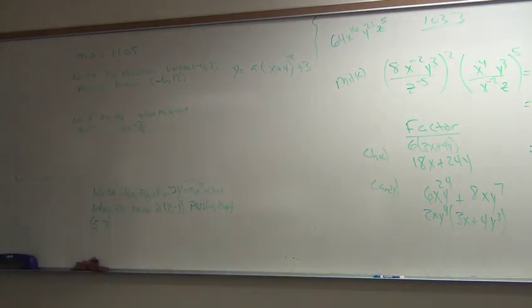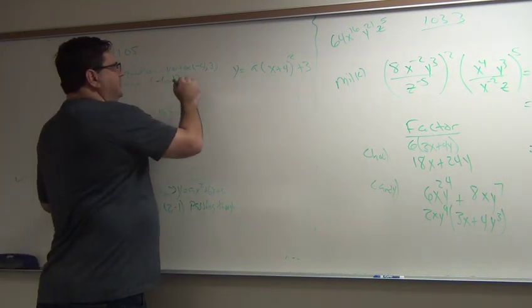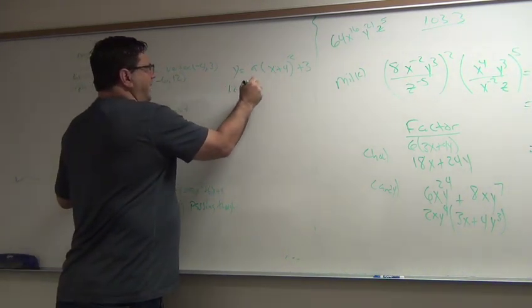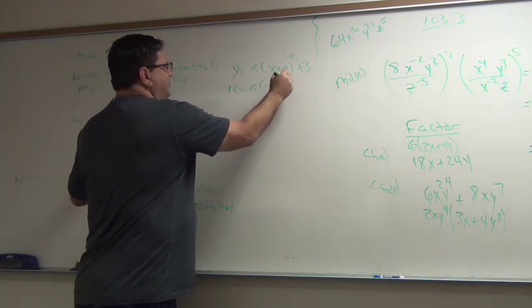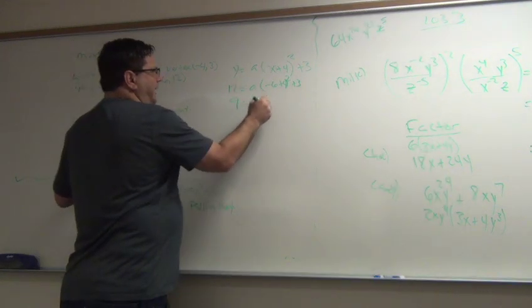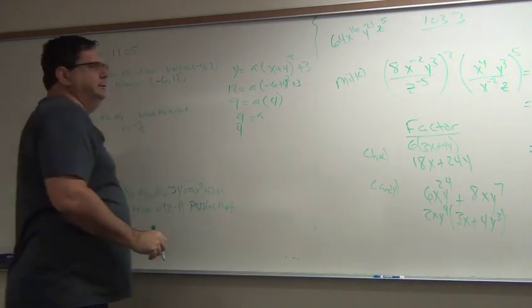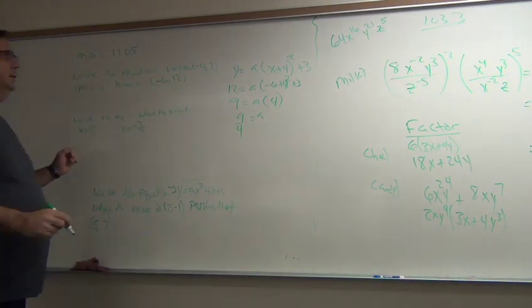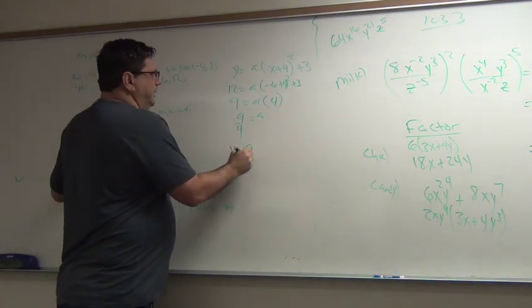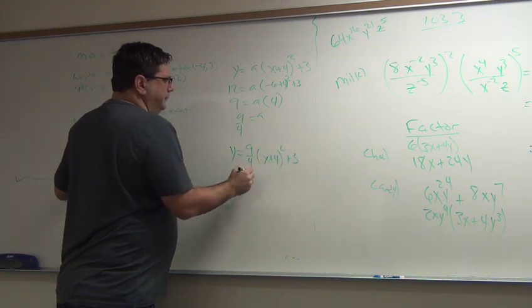That's the first part. Do we agree? That's the first part. Now, it's got to pass through negative 6, 12. So 12 equals A times negative 6 plus 4 squared plus 3. So 9 equals A times 4. So A is equal to 9 over 4. Do we agree? So we got y equals 9 over 4, x plus 4 squared plus 3.